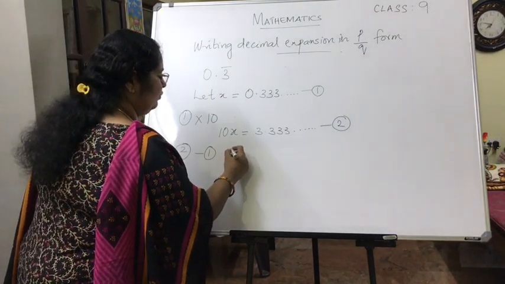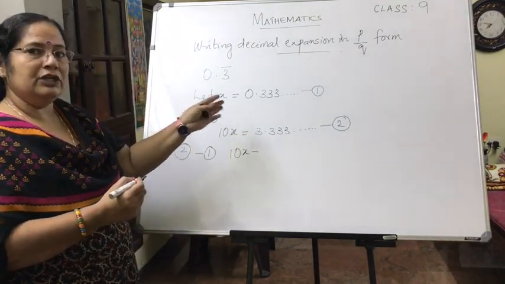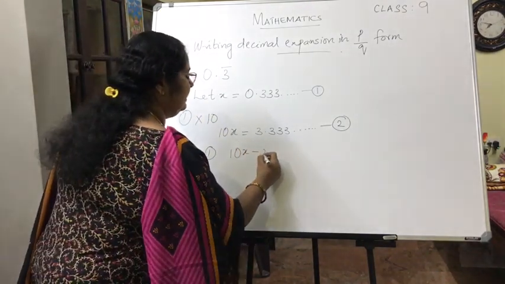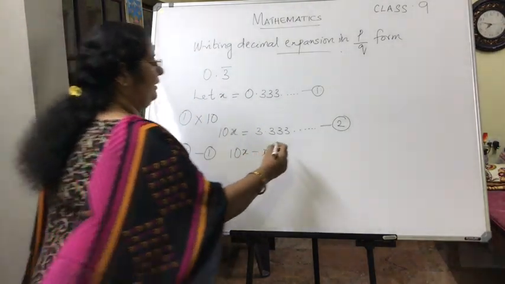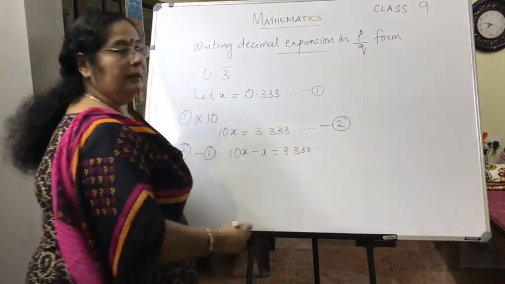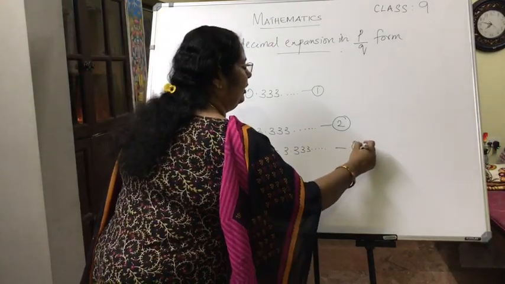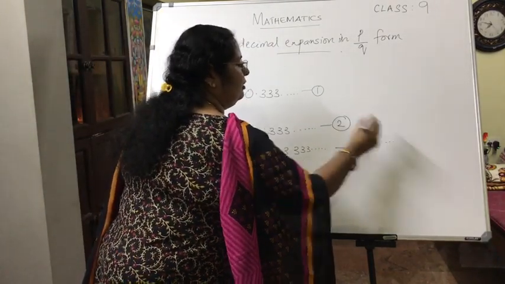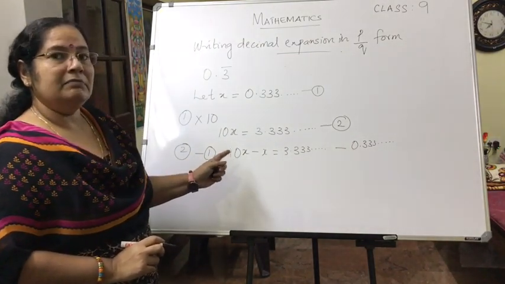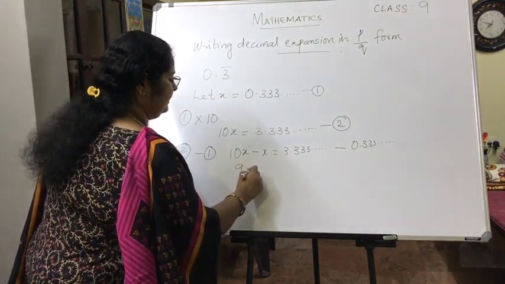So how will you write that? What is equation 2? 10x, and left and right you are doing it together. So 10x minus, what is on the left hand side? x is equal to 3.333 minus, what is here? 0.333 dot dot, it's going on. Now what is 10x minus 1x? This will be equal to 9x.